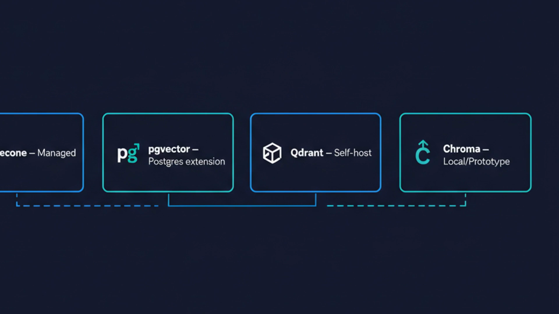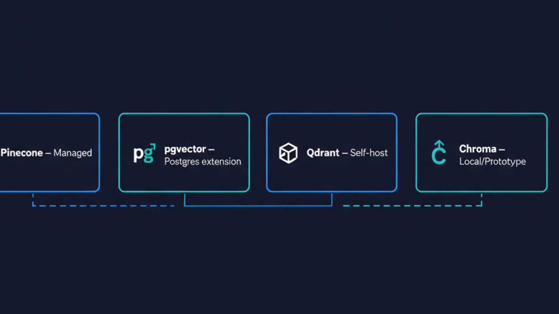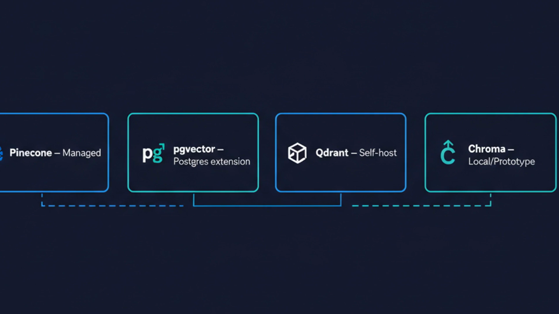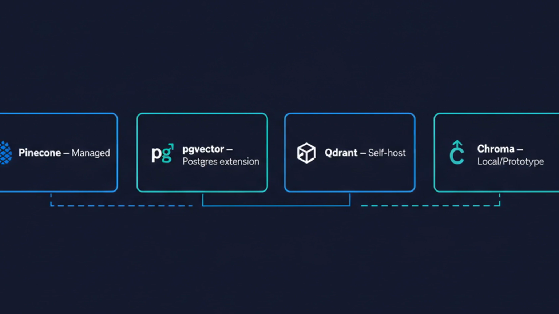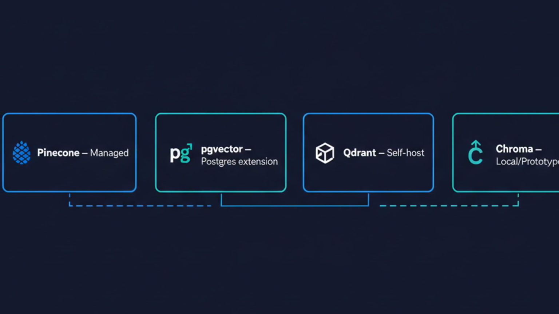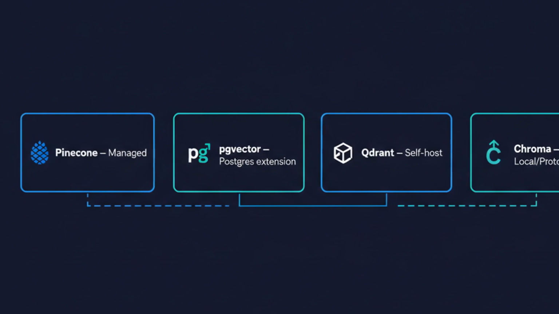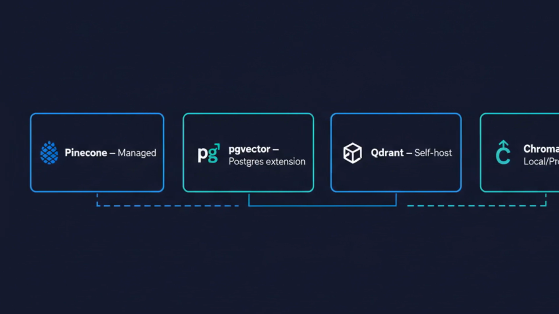ChromaDB is great for learning and prototyping, but in production, teams reach for more. Pinecone and Weaviate are popular managed services. You don't run any servers, you just call an API. Postgres users can add the pgvector extension and keep everything in one familiar database. And Qdrant and Milvus are powerful open source options. You can self-host at scale. The right choice depends on your volume, your budget, and whether you want to manage infrastructure yourself.